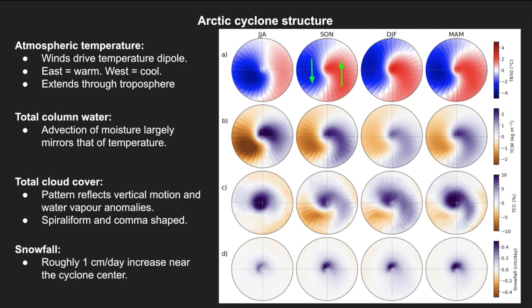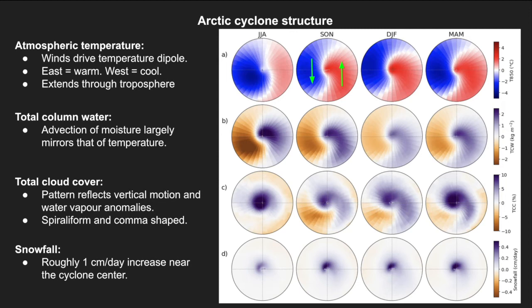So given that we get this temperature and moisture dipole, and given that we have vertical motion anomalies, we'd expect the cloud cover to have some anomalies as well. So this third row is our total cloud cover pattern that we get in each season, and you can see it's slightly different in each season, which is somewhat interesting. We get spiraliform clouds in summer, but comet cloud shapes in the other seasons.